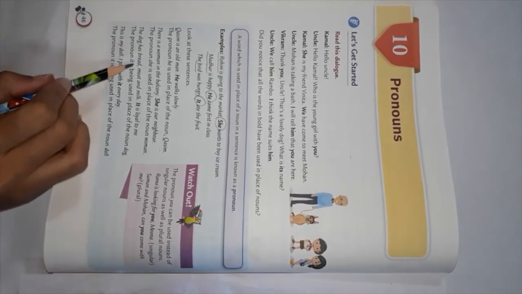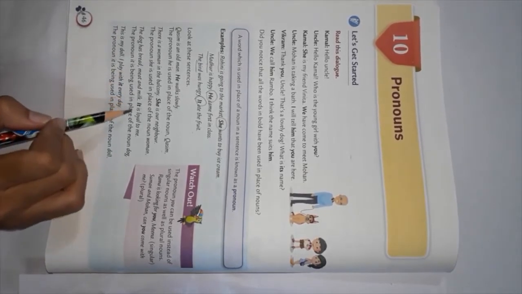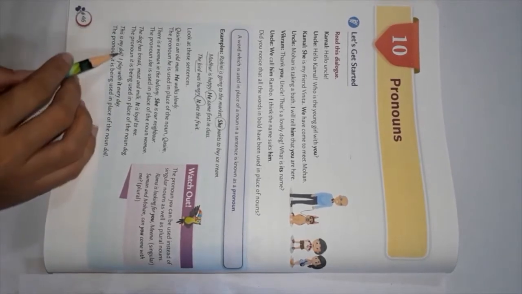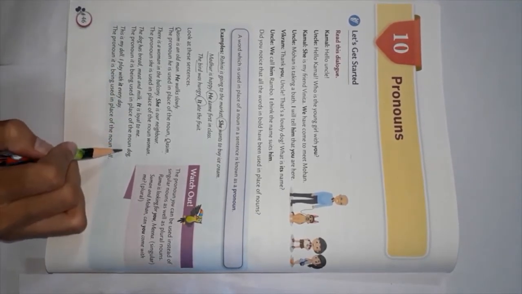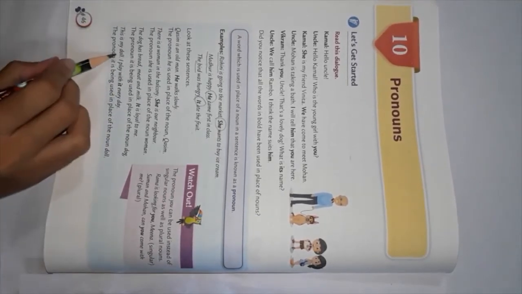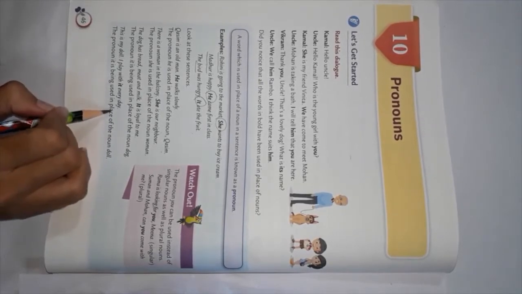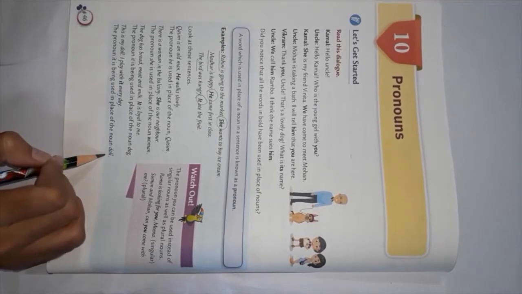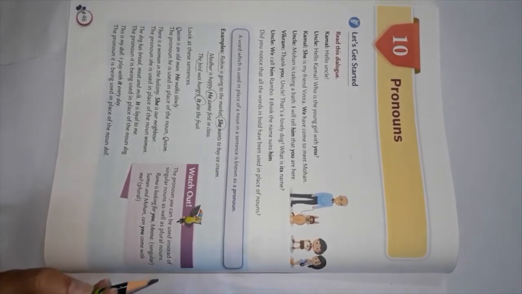The dog has bread, meat and milk. It is loyal to me. The pronoun it is being used in place of the noun dog. This is my doll. I play with it every day. The pronoun it is being used in place of the noun doll. So, the pronouns are used in place of nouns.